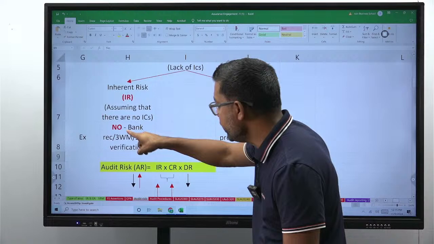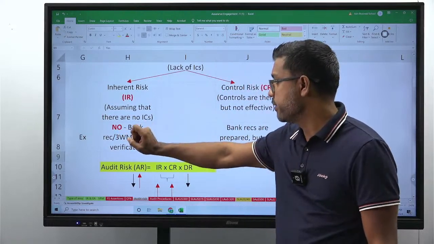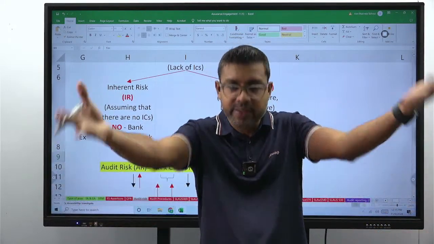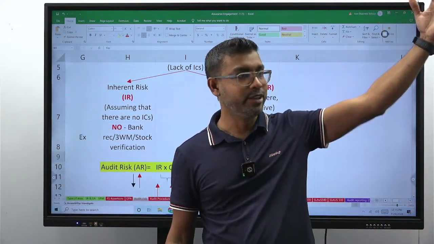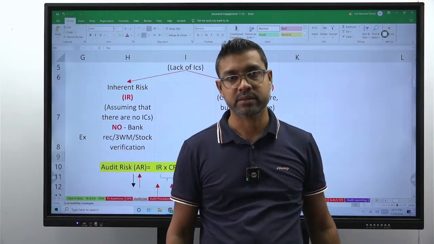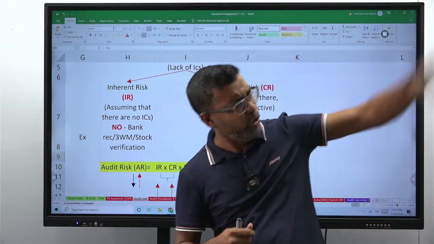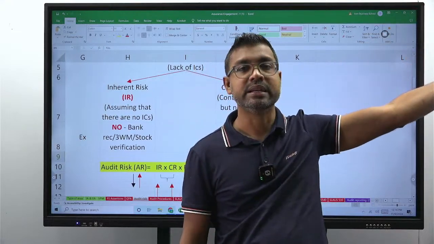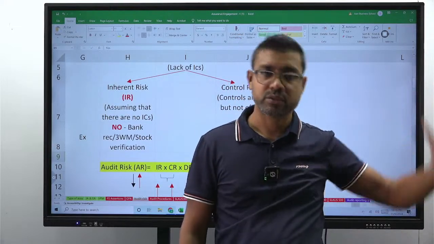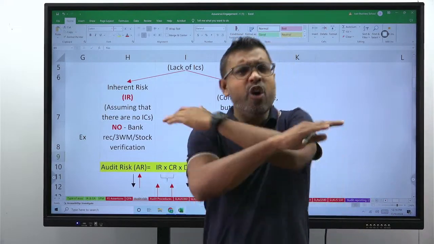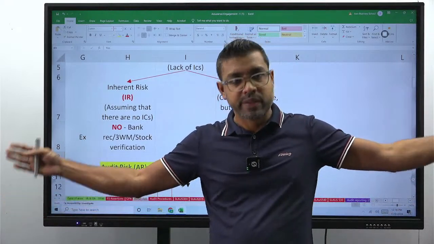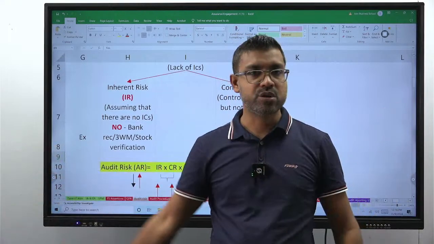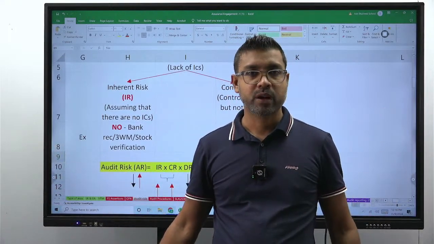Let's say, as I have highlighted in red, no bank reconciliation. You don't prepare bank reconciliation. Inherently, there is a risk of not matching your bank balance with your bank statement balance. You don't do three-way match. You just pay for invoices, whatever the supplier sends, without three-way match. There's an inherent risk of paying for wrong invoices, for wrong amounts. Stock verification, no stock verification. There is an inherent risk of not identifying damaged stock, expired stock, or destroyed stock.